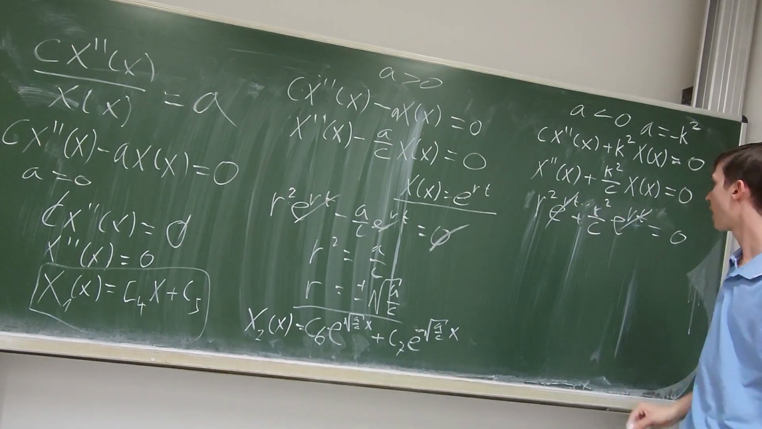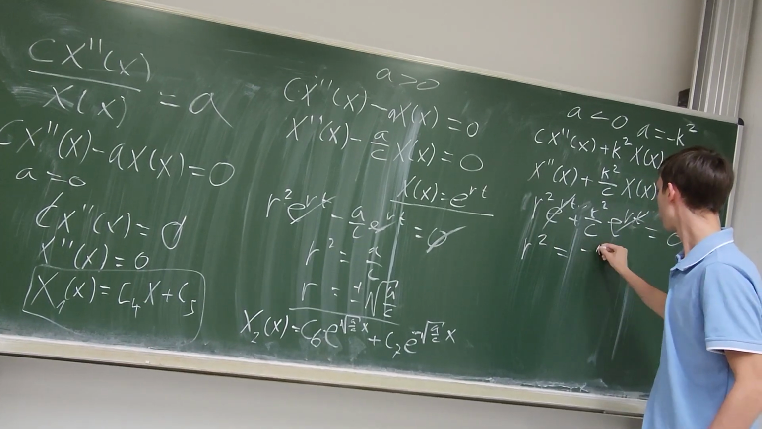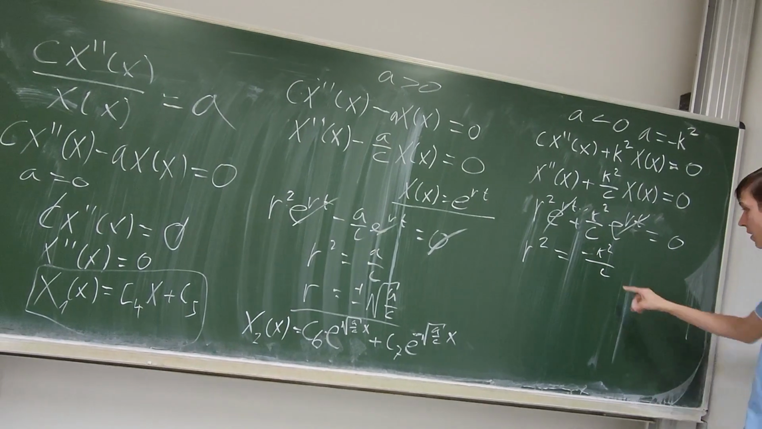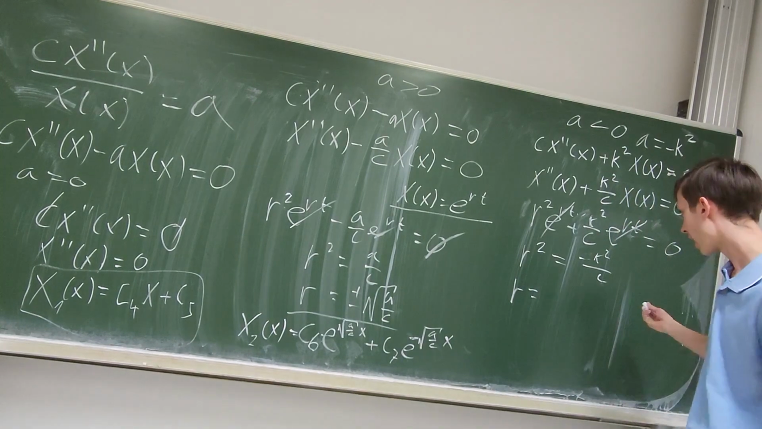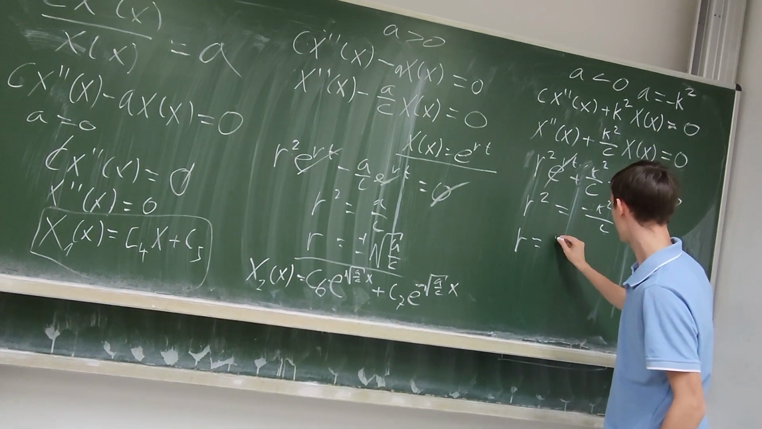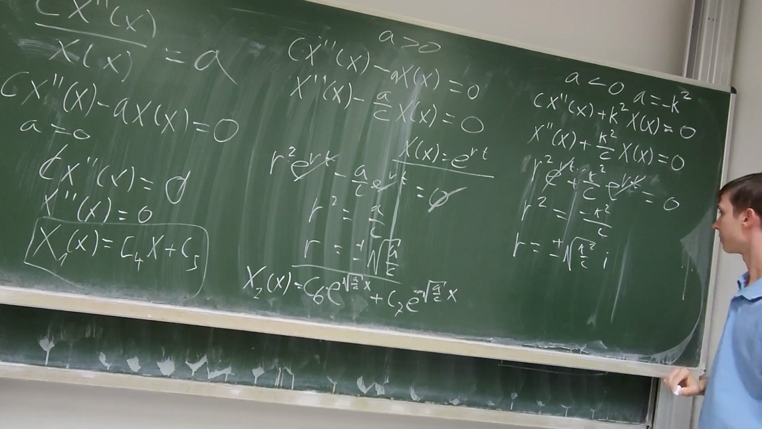Again, cancel out e to the rt on both sides. r squared equals minus k squared over c. And of course, this side is definitely negative. This is positive, so this entire thing is negative. That means that if one takes this r, it ends up being plus or minus the square root of k squared over c times i.